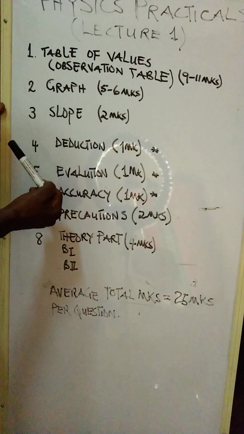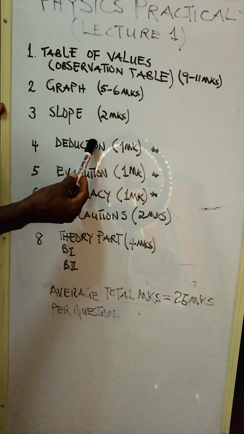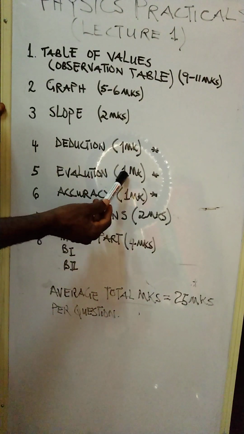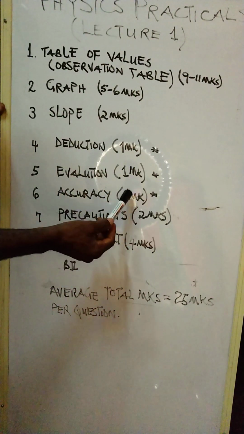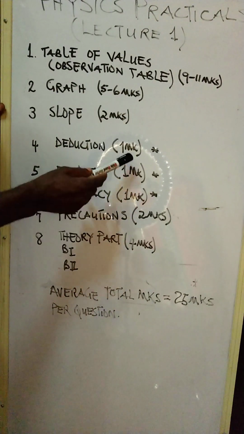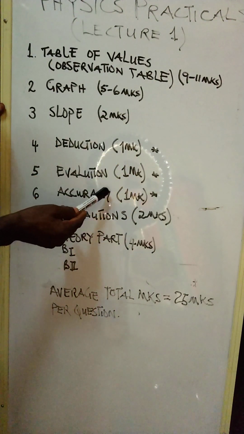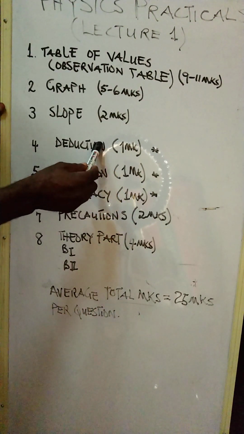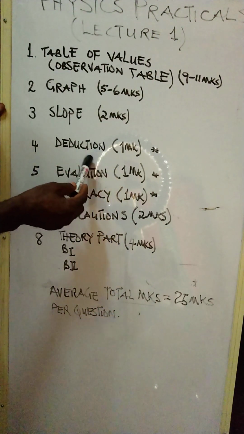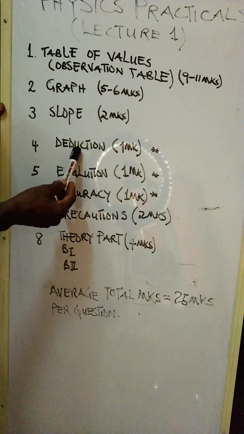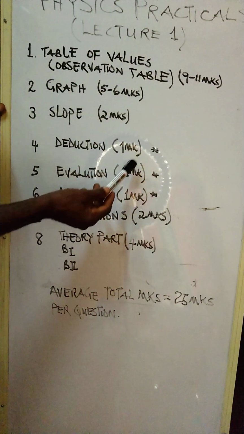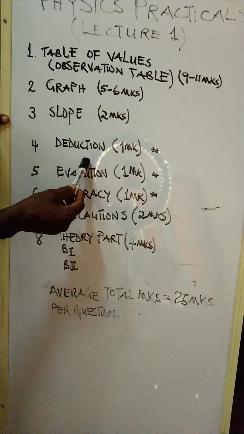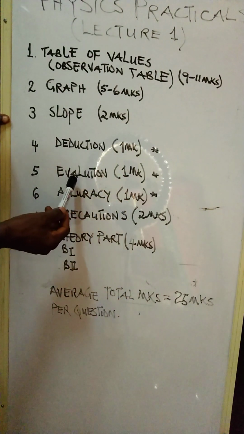Then the slope is 2 marks. We have deduction, which is usually 1 mark. We have evaluation, usually 1 mark. Accuracy, usually 1 mark, anywhere they apply. So deduction, evaluation, accuracies don't come every year. Sometimes they bring one of them, and then other times they may bring 2 of them. That's why I asterisk them, because they are not things that you experience in every exam.